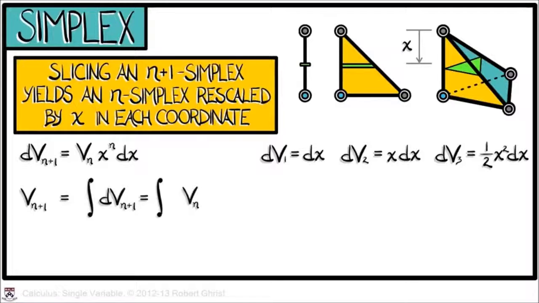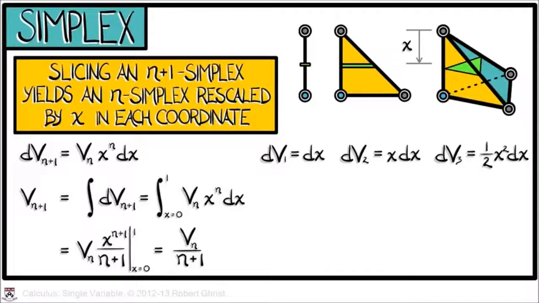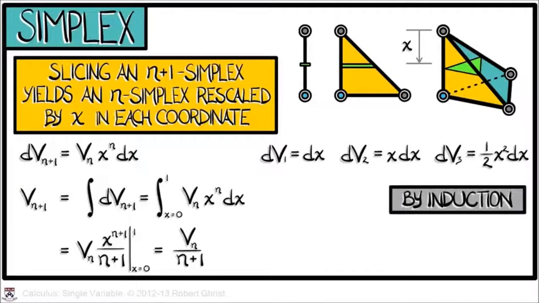That is, the integral of v sub n times x to the n dx, integrating as x goes from 0 to 1. This is a trivial integral since v sub n is a constant. We obtain x to the n+1 over n+1, evaluated from 0 to 1. That gives us v sub n over n+1. And so we can write down all of these volumes by induction and argue that v sub n is in fact 1 over n factorial. That's a nice application of simple integration.